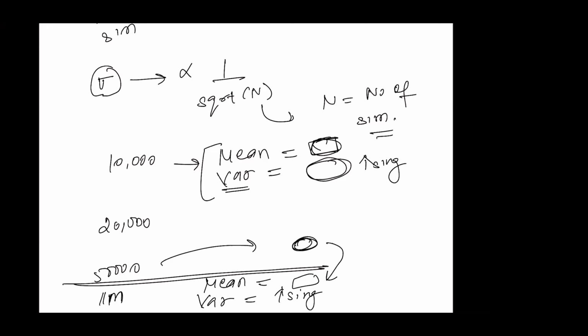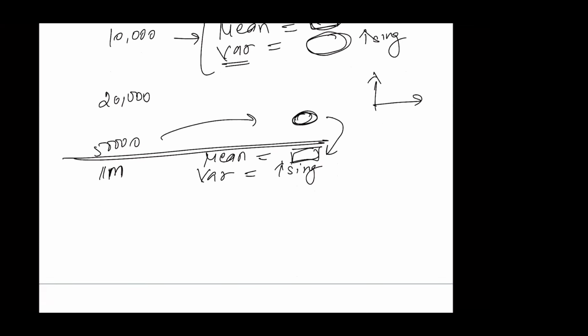So you will basically make a plot of mean and variance, and check till what point the mean is getting stabilized. So if after a certain number of simulations the mean is stabilized, right?